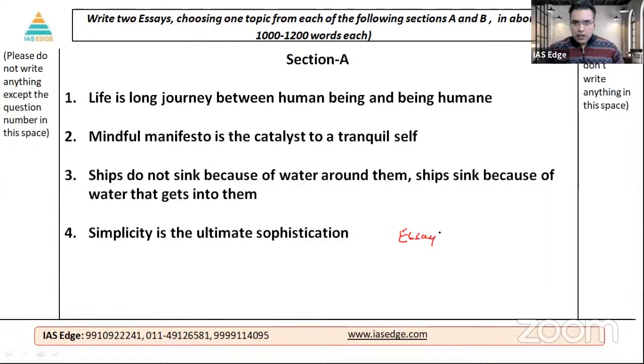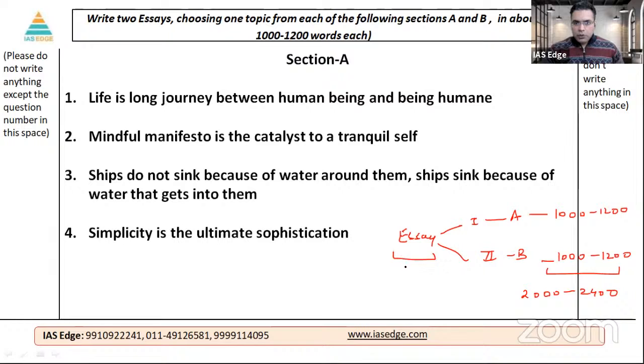So आपको 2 essay attempt करने हैं. Essay 1 from section A and essay 2 from section B. And you'll have to write 1000 to 1200 words in essay 1, and similarly 1000 to 1200 words in essay 2. That means in total you have to write 2000 to 2400 words, and the time duration for essay is 3 hours, that is 180 minutes. That means 90 minutes for essay 1 and 90 minutes for essay 2.